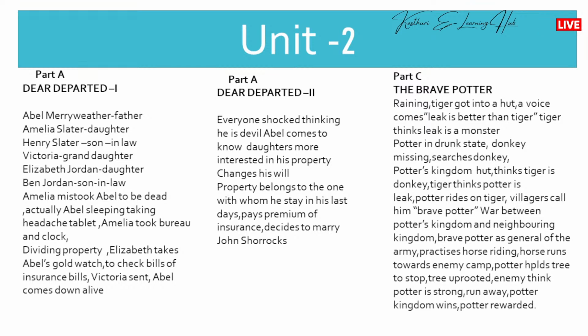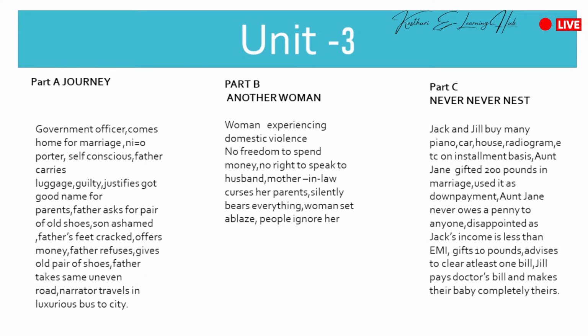Okay. Now we move on to the third unit. This is a very important lesson, the Journey lesson, where you see the intricate relation between a father and a son. The father lives in a tribal area, and he has educated his son, and the son has become a government officer, and the father has arranged the marriage of the son.